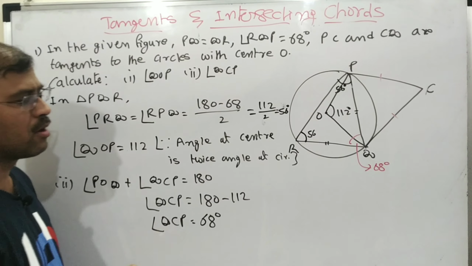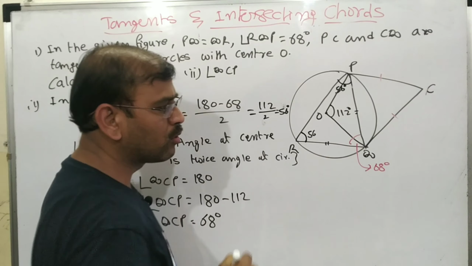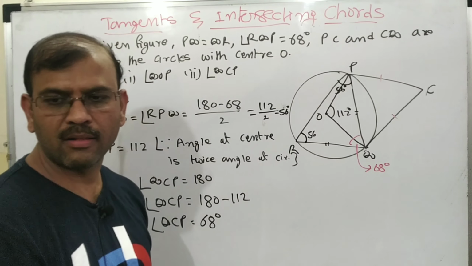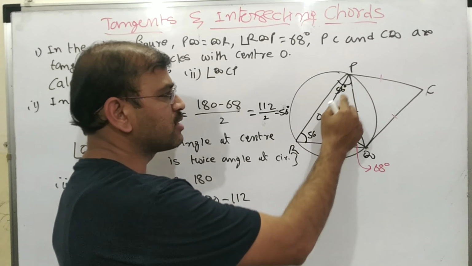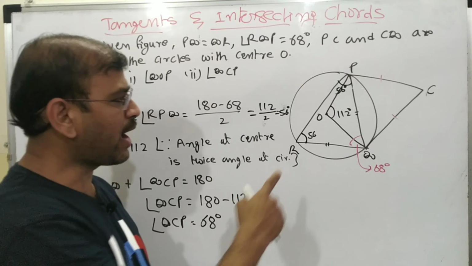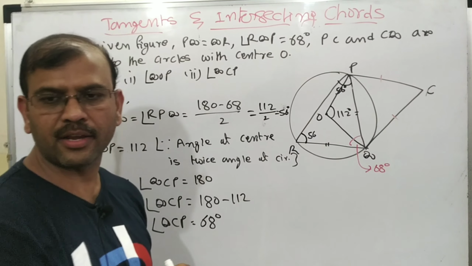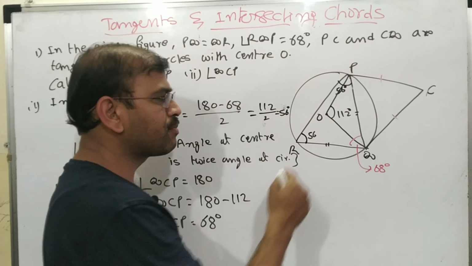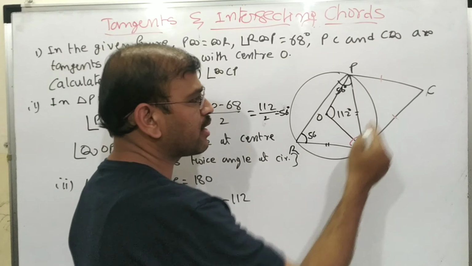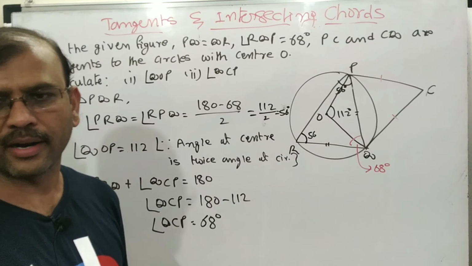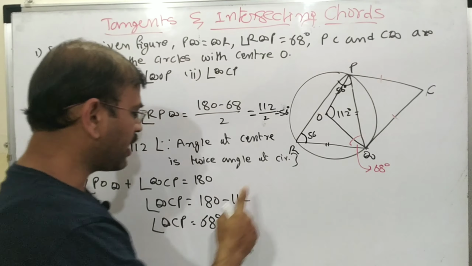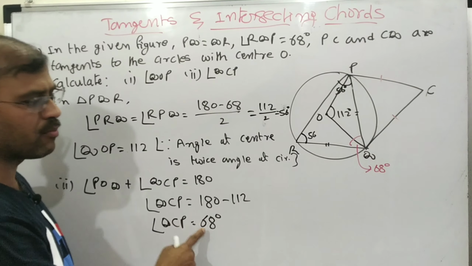Now listen carefully. First, what we have done here, we know the vertical angle. So then we got the base angle. By using the isosceles triangle formula, we got the base angle as 56. So angle at the center is twice angle at the circumference. According to this concept, we got the center angle as 112. The center angle and exterior angle form 180 degrees. 112 we removed from the 180, then we got the 68.